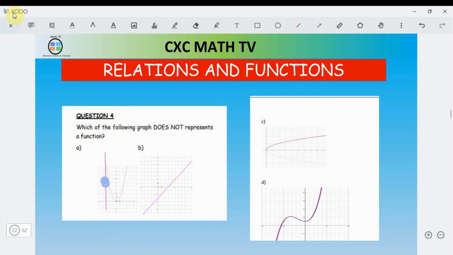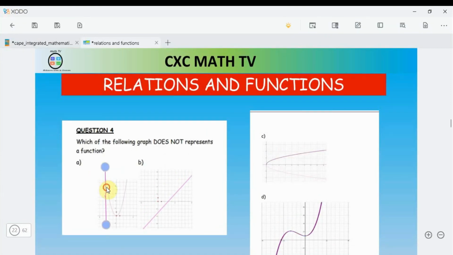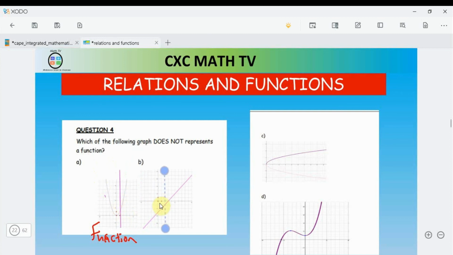Let's do our vertical line test. We're going to move this vertical line, and as we can see, it's only going to intersect the function at one point. So A is a function. All right, so option A, it is a function. Let's look at option B. Carry over the vertical line. The vertical line still only intersects the function at one point at any given time. So that's also a function.